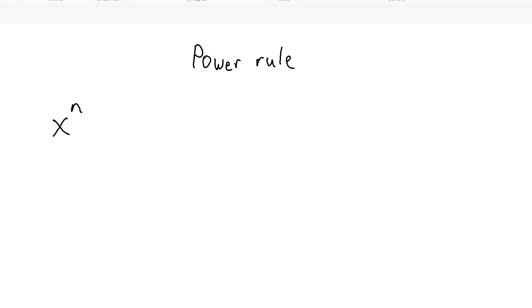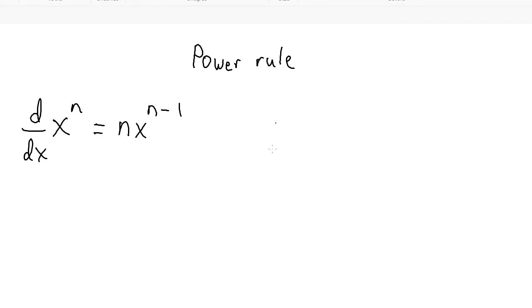Whenever you're trying to derive x raised to a certain power, you're going to have to use the power rule. The formula for this is the derivative of x to the n is equal to n times x to the n minus 1. So basically we have to bring the power down and subtract the power by 1.